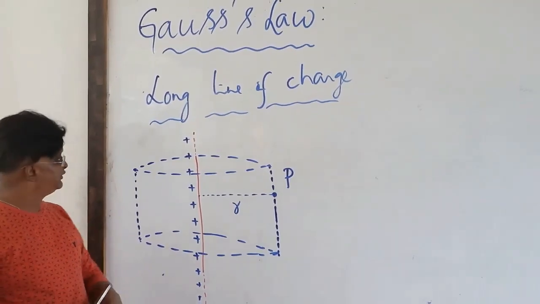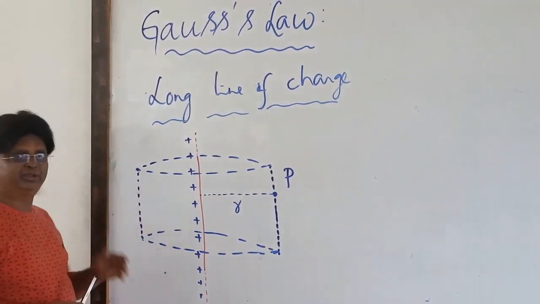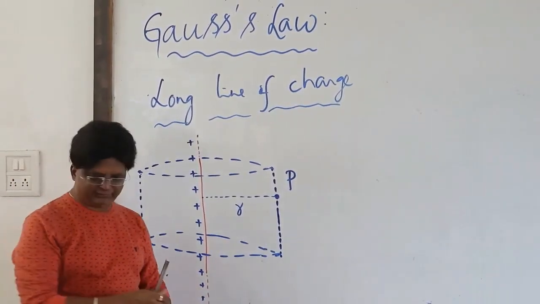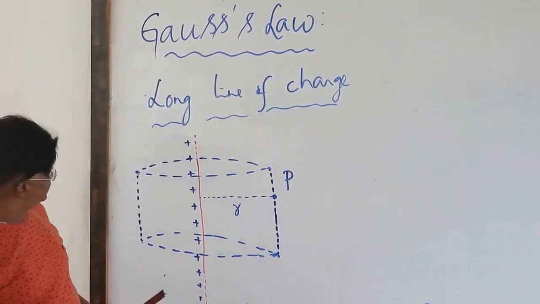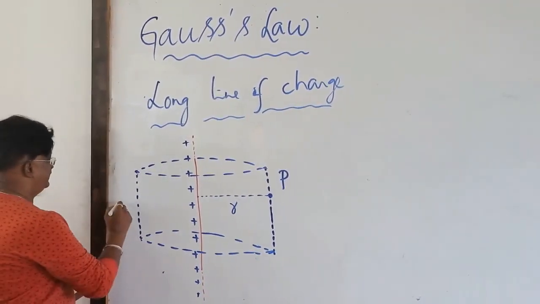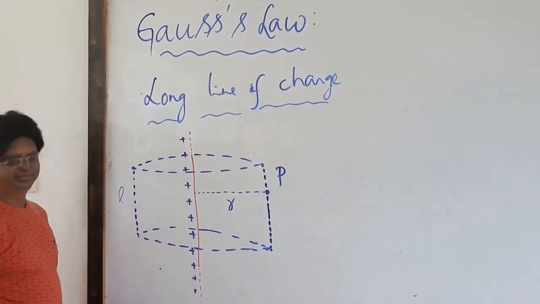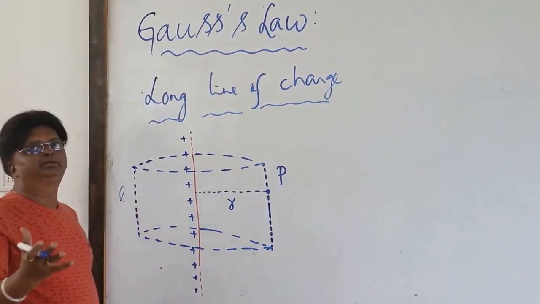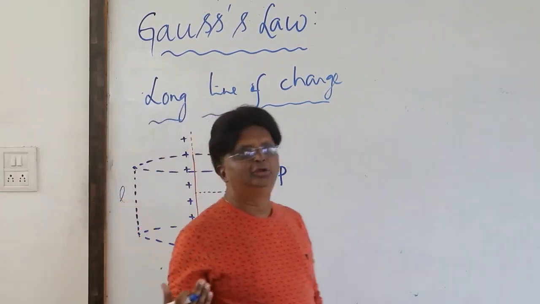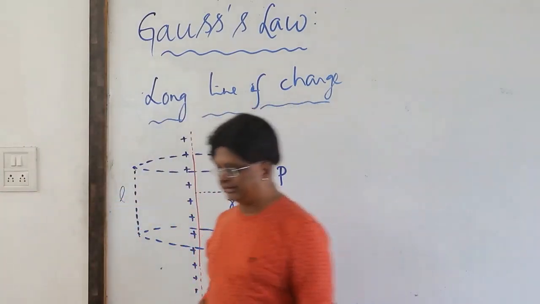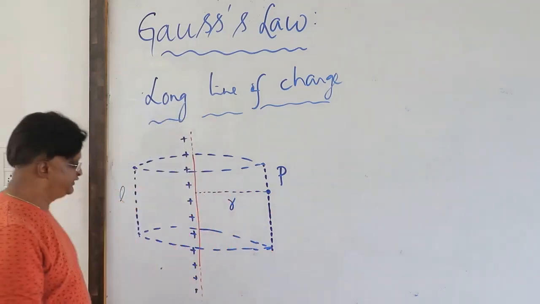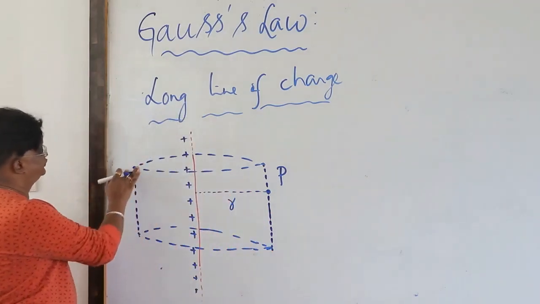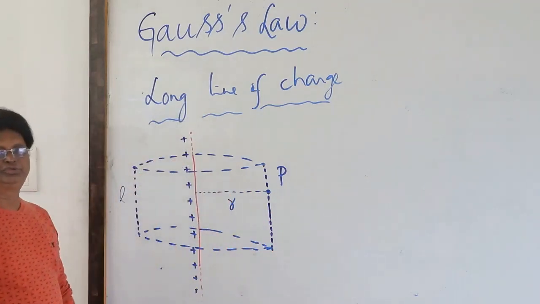Now the question comes, what is the length and how much length? This is all our choice. Now I will take a cylinder of length L and radius R. Supposing it is a cylinder whose length is L and radius is R. So for such a Gaussian surface, now we will use steps 1, 2, 3.